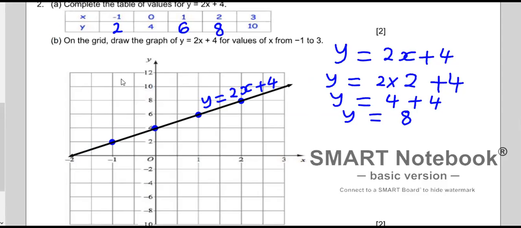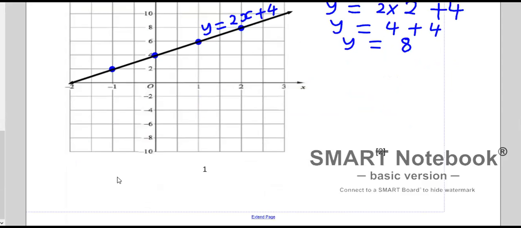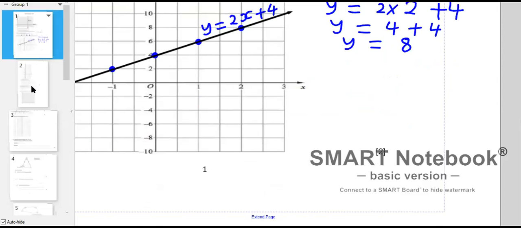All right, keep going. Next question is this one here.